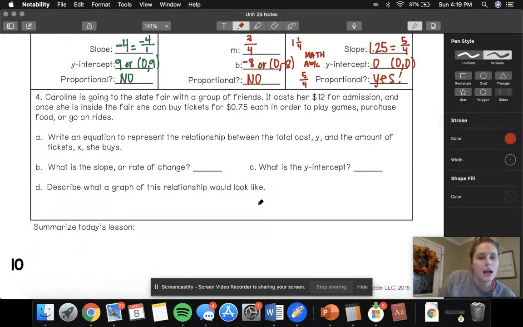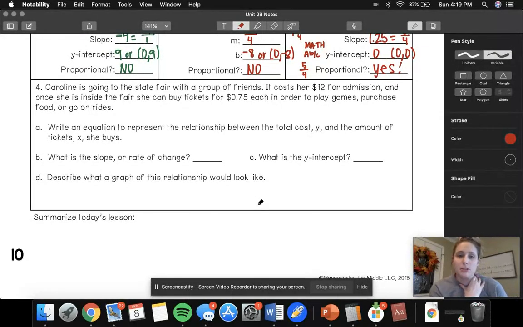Okay. Caroline is, this last problem is a word problem. Caroline is going to the state fair with a group of friends. It costs her $12 to get in. Okay, and once she is inside the fair, she can buy tickets for $1.75 each in order to play games, purchase food, or go on rides. Okay, so it says to write an equation to represent the relationship between the total cost, y, and the amount of tickets, x, that she buys.